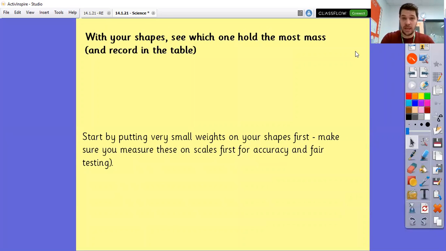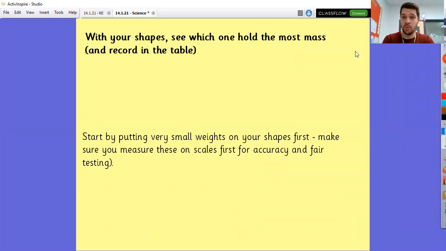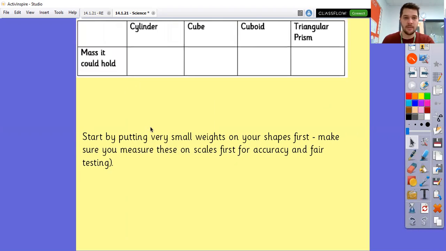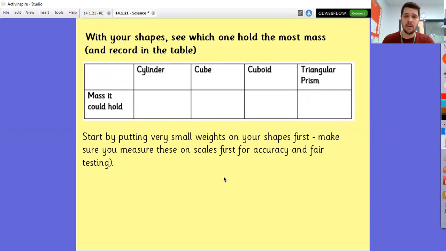So, with your shapes, see which ones can hold the most mass and record it in some form of table. It can be a really simple table. I can actually put that in there for you. I'll make life a bit easier. It can be as simple as that. Mass it can hold, it might be 3 grams or 4 kilograms. Okay? For a cuboid, it might be 7 grams or kilograms, or you'll be interested to see your results.